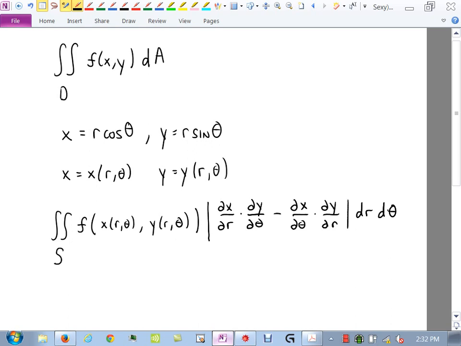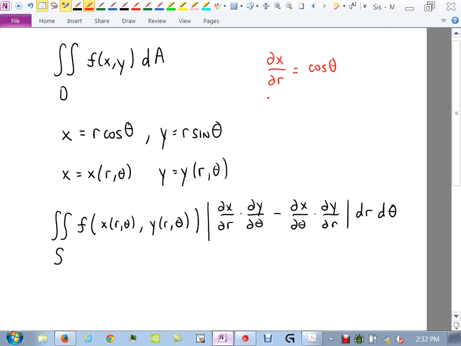Okay, now let's talk about these things. What is the partial of x with respect to r? Well, what is x? X is r cosine theta. So that means you treat cosine theta like a constant. What's the derivative of r times a constant? No, that's antiderivative. It's just cosine theta. So this is just cosine theta.